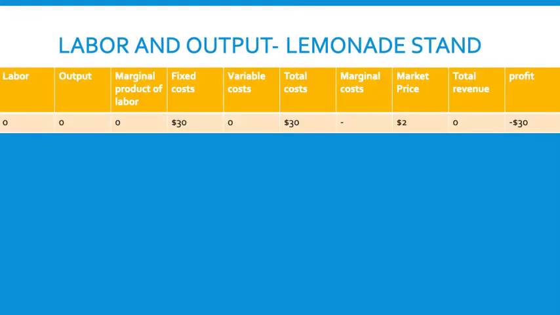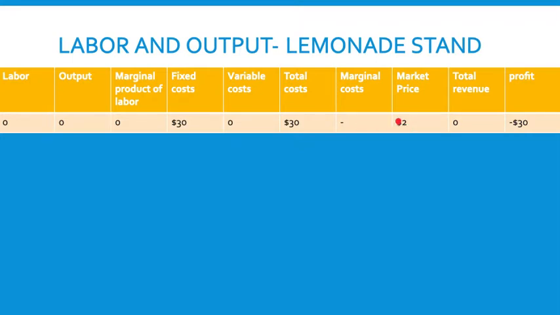So if we look at an example, we'll see how things change. In this case, we have no laborers, so no one's working, which means we have no output, and all these things are zeros. There's no marginal product of labor, so we haven't changed. Our fixed cost is $30. So that's our rent that we pay. No matter what, we're paying $30. We have no variable costs because we haven't opened. So our total cost is $30. No marginal cost because we haven't had a change yet.